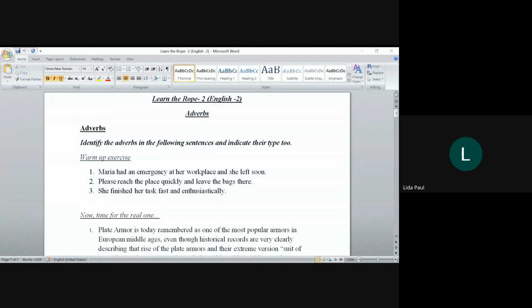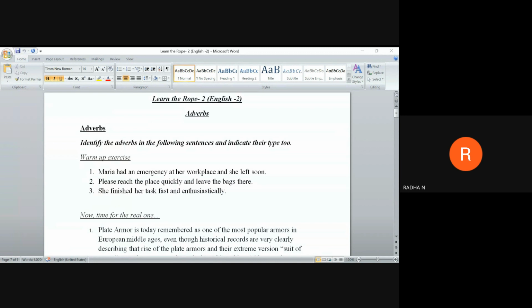Can someone tell me what adverbs are? What do they do, from what you remember from English 1? Just to check that you have your concepts clear before we dive into the topic of discussion. Anyone? Ma'am, adverbs are nothing but modifiers. Yeah, correct. They modify adjectives, verbs, and adverbs. Yes, right. That's an excellent answer.